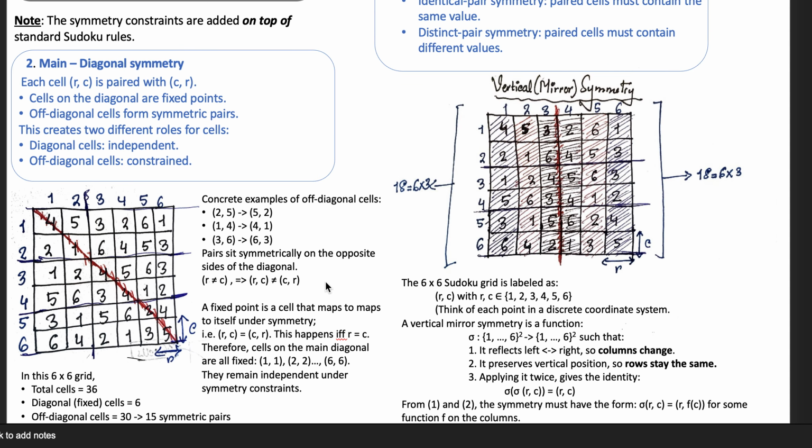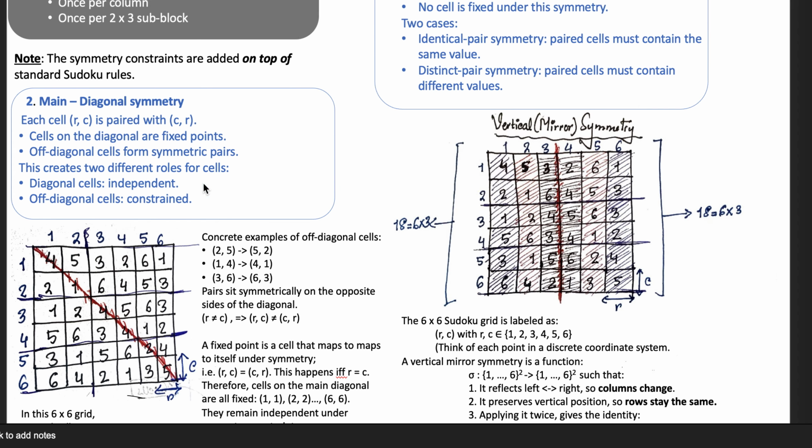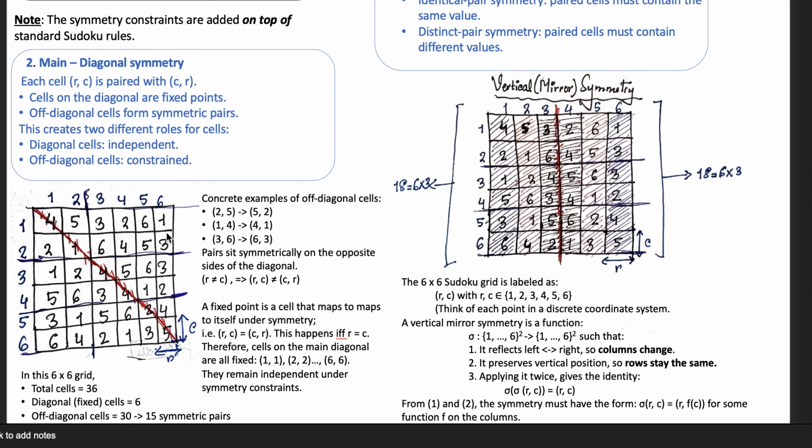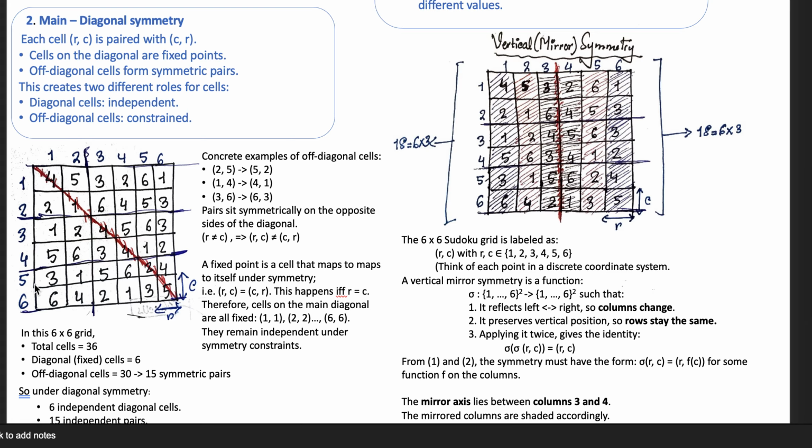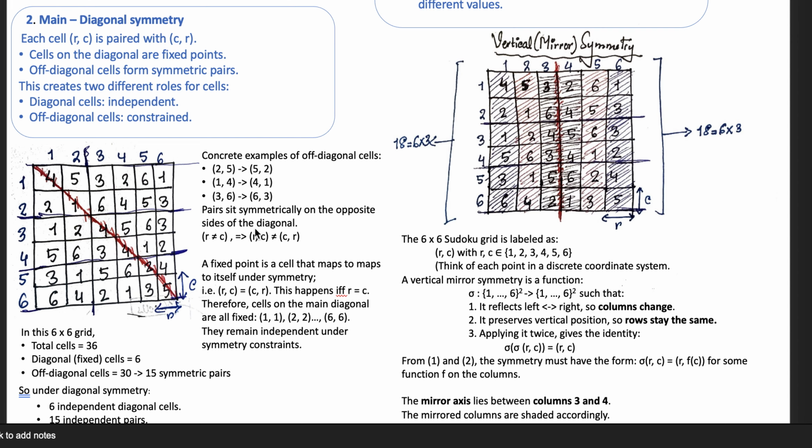The next symmetry I studied is the main diagonal symmetry. In this case, each cell (R, C) is paired with (C, R) across the main diagonal line. Now, unlike the vertical symmetry, this diagonal symmetry has fixed points. For example, if you look at the cell (1, 1), it maps to itself. So (1, 1) remains (1, 1), and (2, 2) remains (2, 2).